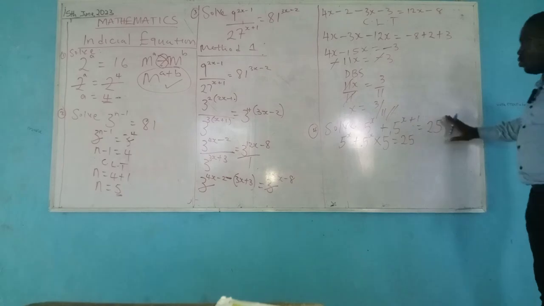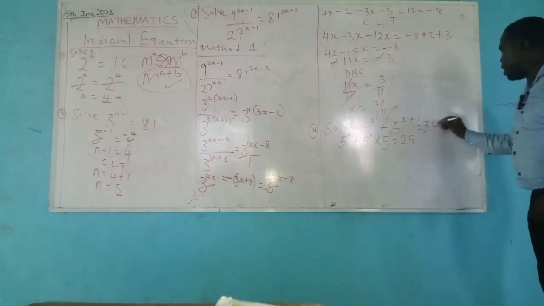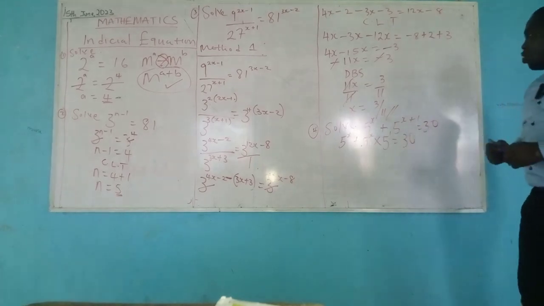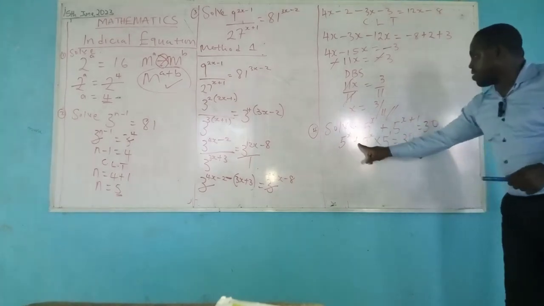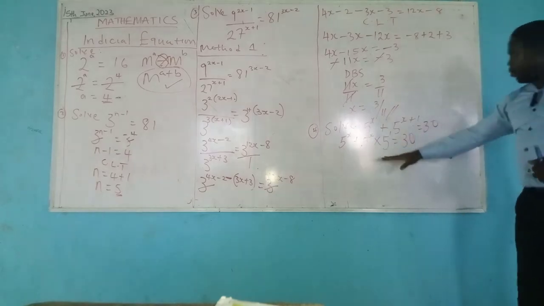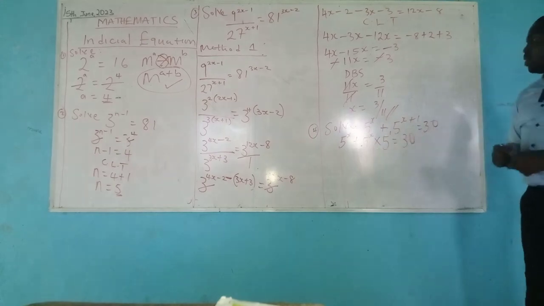Let me change the original question to 30. And so let me change this to 30. And now I'm having something similar, and this is addition. You wonder what I did here. It's the law of indices. The bases are the same, you can add the power.